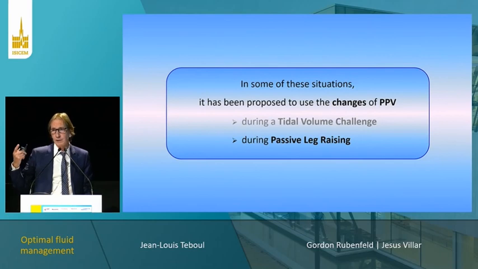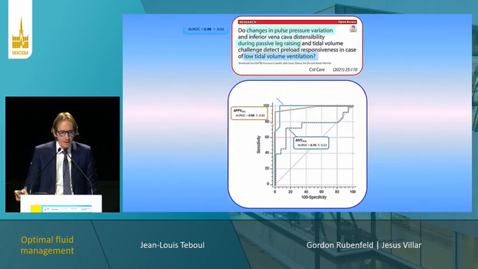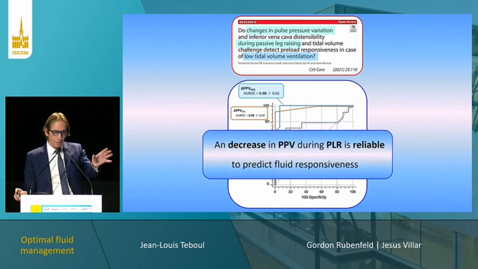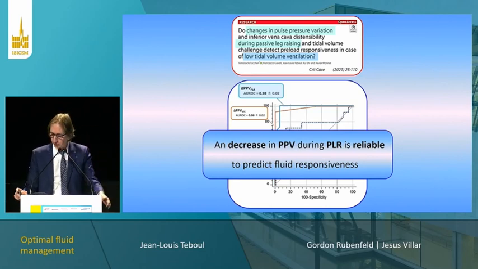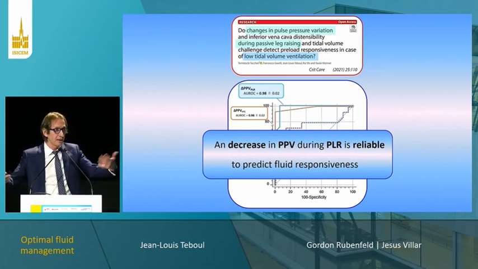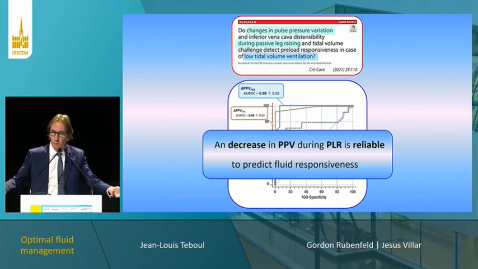Also, you can use the change of pulse pressure variation during passive leg raising. And this is what we did with Temistok Takeri, Xavier Monet, and others in my unit some years ago. We looked at the decrease in pulse pressure variation during passive leg raising for 30 seconds or 1 minute, and we showed that a decrease in PPV during PLR was reliable to predict fluid responsiveness with an excellent area under the ROC curve, 0.98. So, again, you don't need any cardiac output monitor to do this, just a simple arterial line.